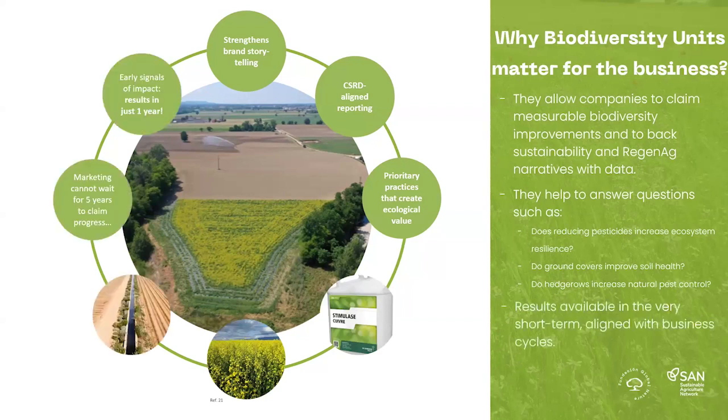The results, this is another very interesting feature of this approach, are available in the very short term and aligned, therefore, with business cycles. So in other approaches, you need to wait at least 5 years, if not 10, to be able to claim anything in an agrarian ecosystem because of the dynamism that I said takes place there. But through this approach, you can have results in just 1 year.